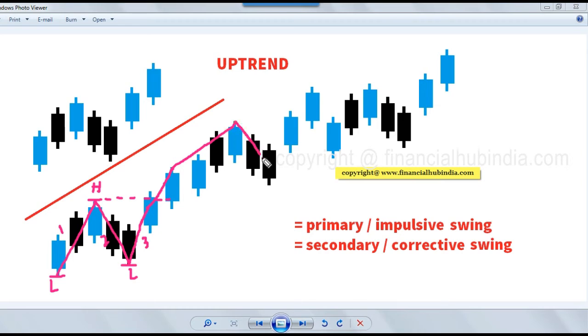And again from here it falls up to here. So swing 3 itself made another high, isn't it? Now again this is a high and low for swing 4. Again it moves up and goes down. So swing 5 creates another high and low.